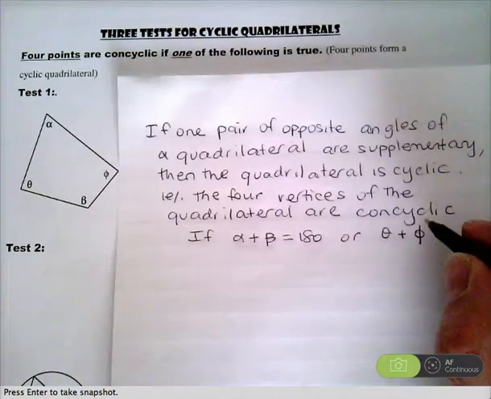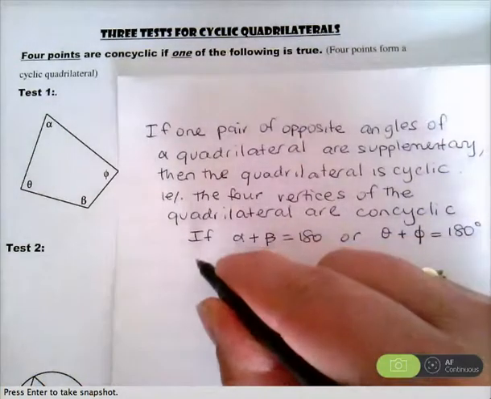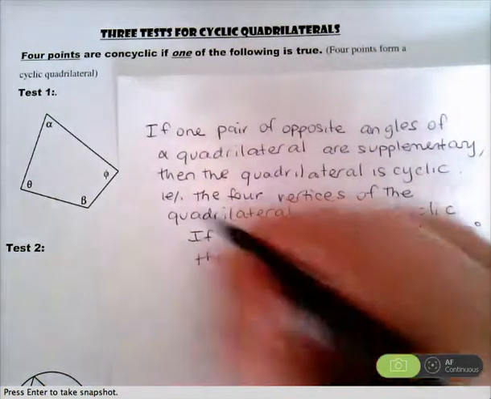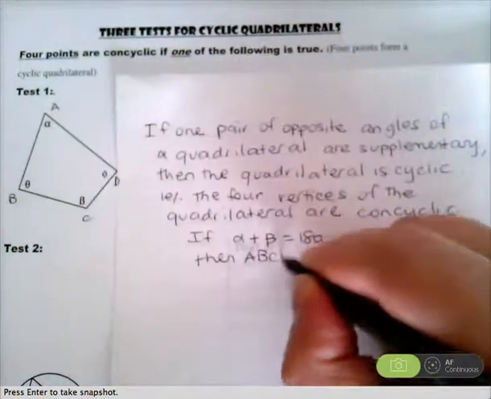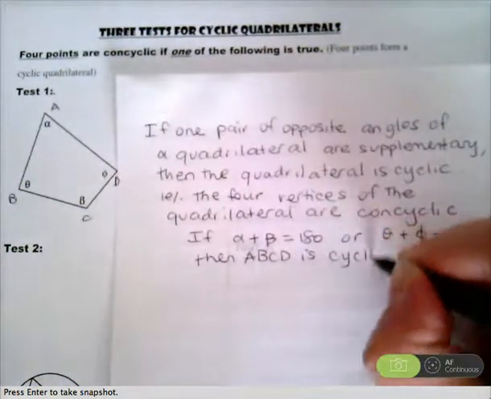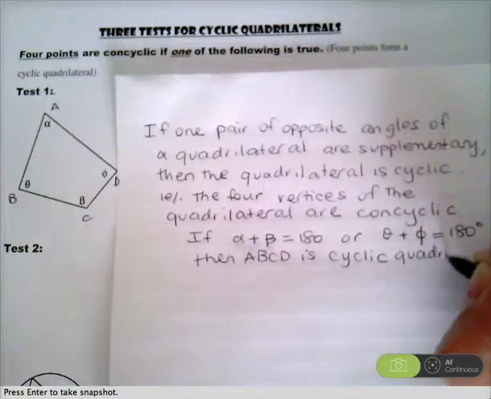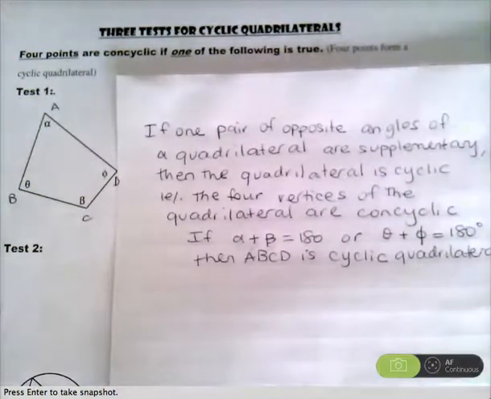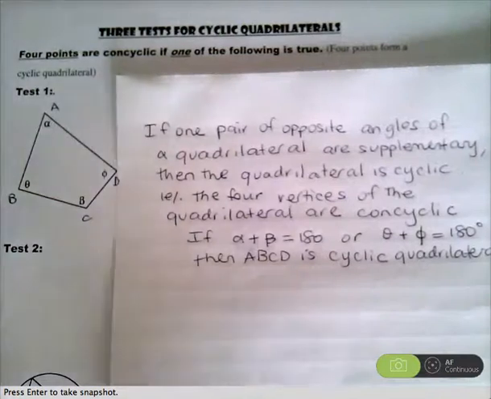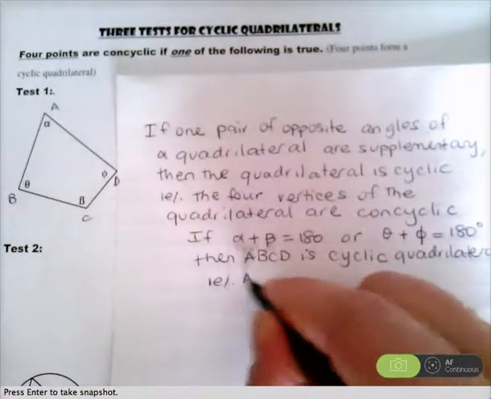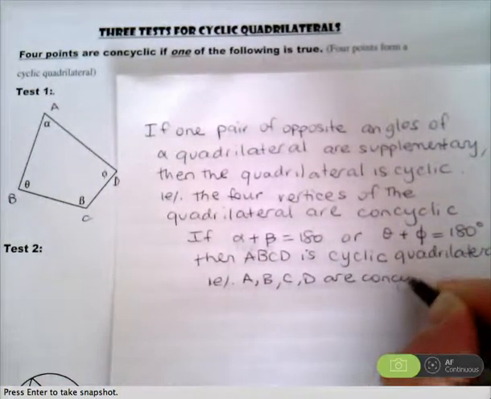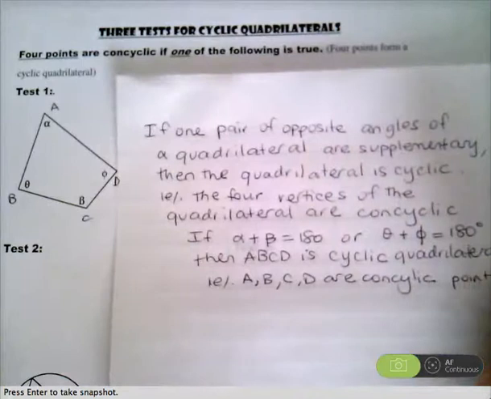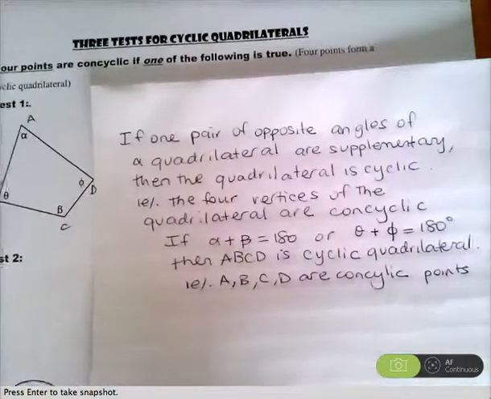No, I can't remember its symbol. It's not omega. If those two symbols are equal to 180, then I'll call this ABCD. Then we can say that quadrilateral ABCD is a cyclic quadrilateral. Okay, so that's that first test. All right, or we could say that A, B, C, and D are concyclic. Concyclic points, or we say A, B, C, D is a cyclic quadrilateral.